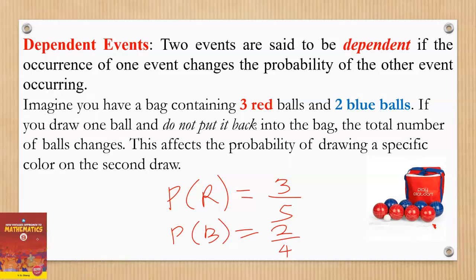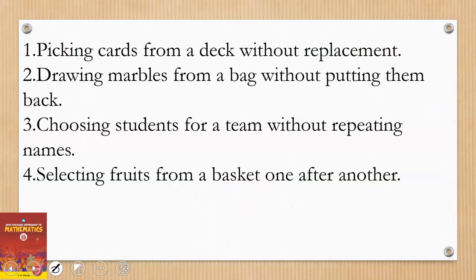Additional examples can be like you having a deck of cards, and you are picking them without replacement. You always get events that are dependent. Drawing marbles from a bag, like I just demonstrated to you, without putting them back, creates a dependent event. Choosing students for a team without repeating names can also be a dependent event. And then selecting fruit from a basket one after the other creates a dependent event. Now let's take one more example to end the concept of dependent event.